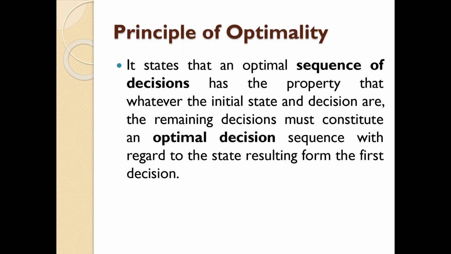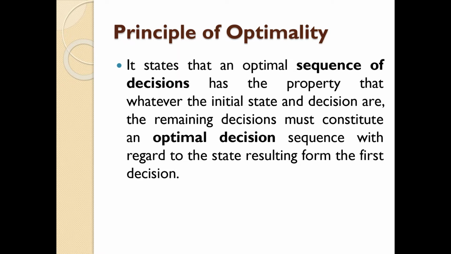What is the principle of optimality in dynamic programming? It states that an optimal sequence of decisions has the property that whatever the initial state and decisions are, the remaining decisions must constitute an optimal decision sequence with regard to the state resulting from the first decision. Whatever the first decision we consider, the remaining sequence of decisions must be optimal to get an optimal solution.